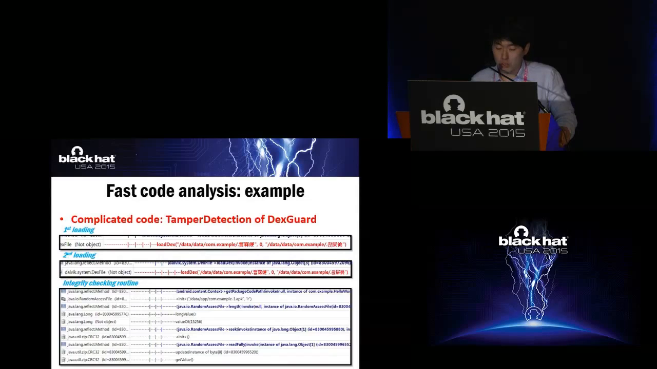This sample loaded the text file twice dynamically, and this means that it decrypts an encrypted class and loads the class. And then it performs self-integrity checking. If you see the integrity checking routine, it is calling methods with Java reflection.